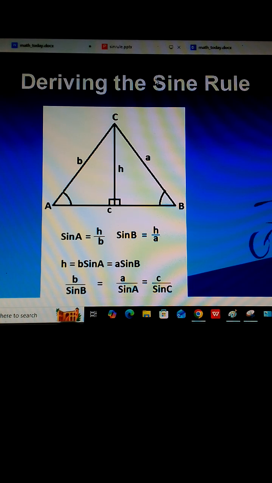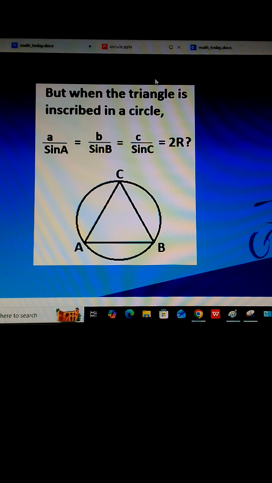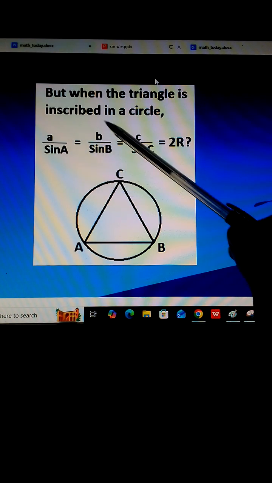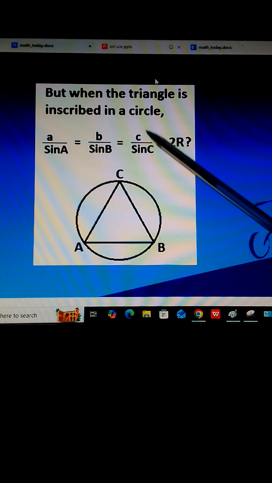Let's continue and consider a triangle which is inscribed in a circle. So we have this triangle ABC inscribed in this circle. The law states that a over sine A is equal to b over sine B is equal to c over sine C is equal to 2r, the diameter of the circle, whose radius is r. So let's see how this one comes about.